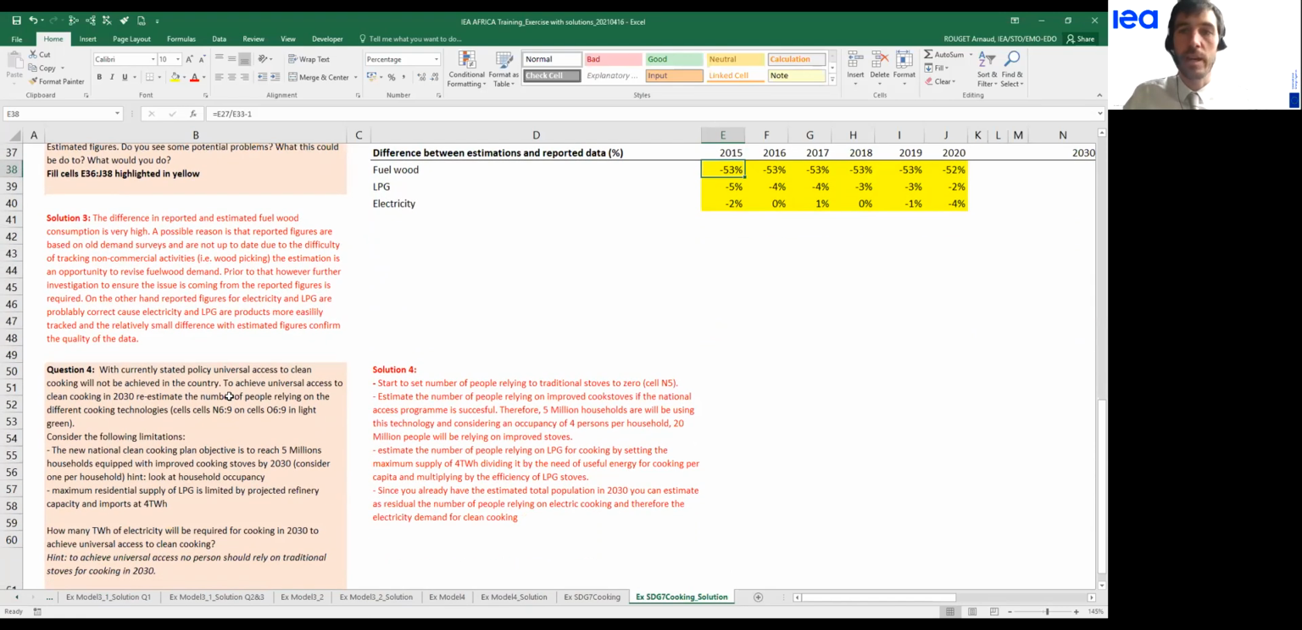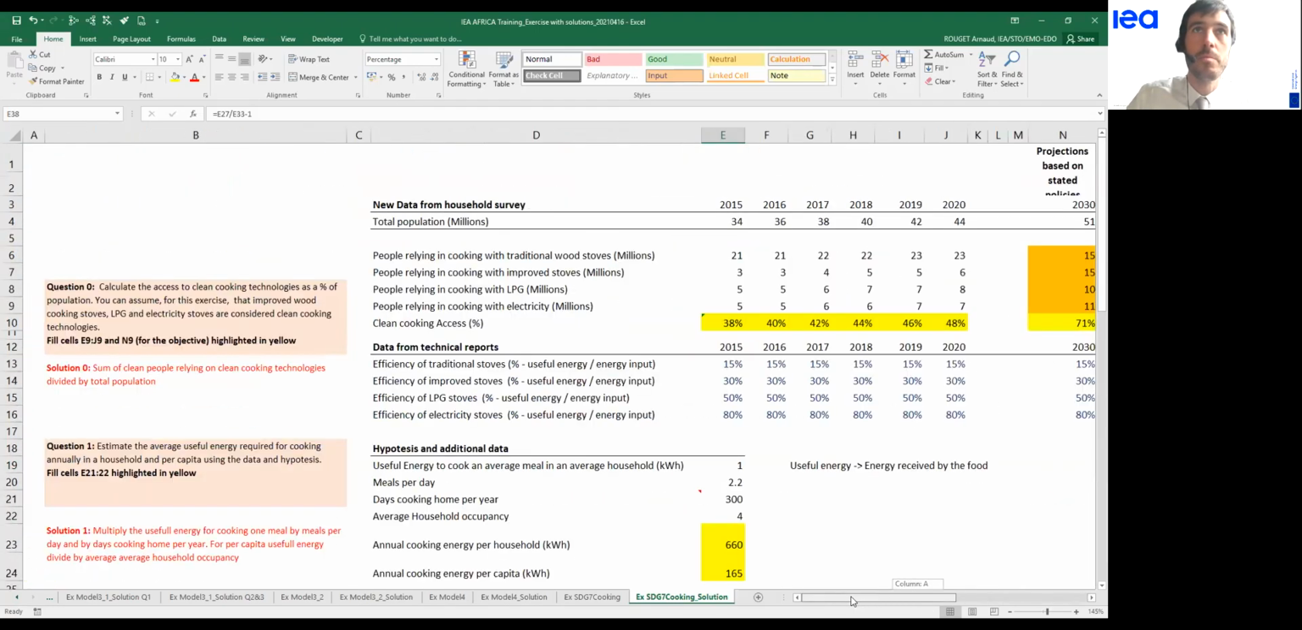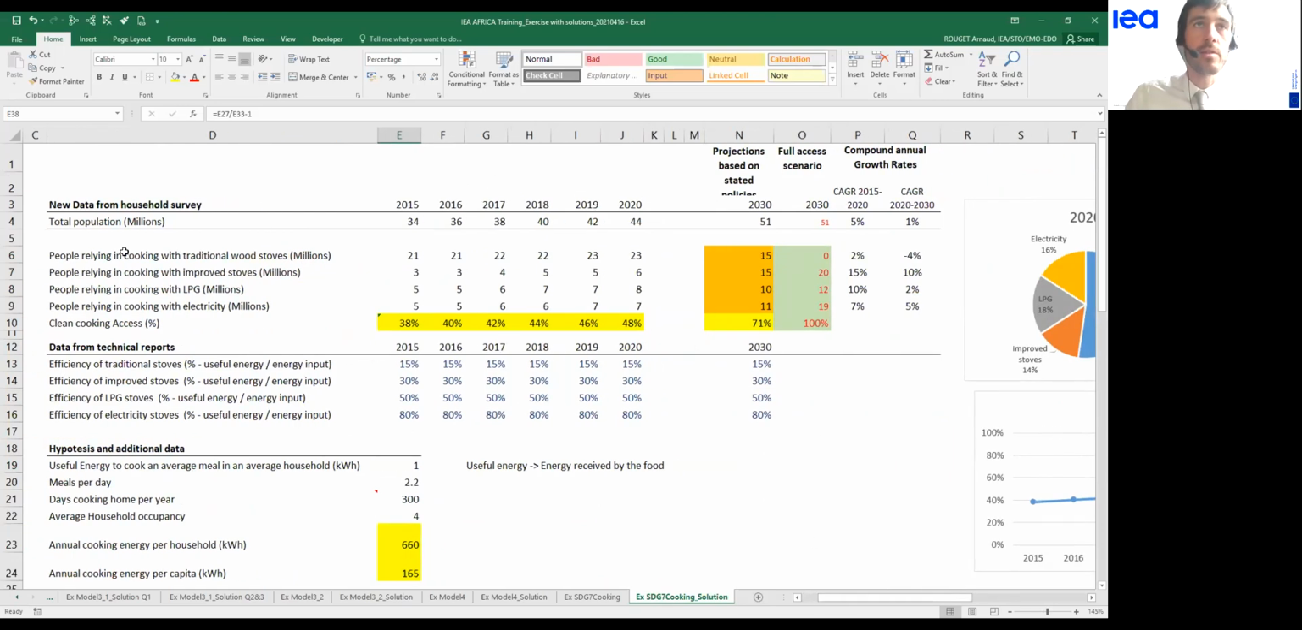Last question was about making projections and looking at 2 scenarios. So if we come back to our share of population using the different sources of cooking, projections under the stated policies were given. So we would expect, based on population growth, to have 15 million people cooking on traditional wood stove, 15 million on improved wood stove, 10 on LPG, 11 on electricity. The new share of people having access is still the number of people using improved biomass, LPG, and electricity divided by the total. And the question is, can we make a scenario of universal access, and what would that take?